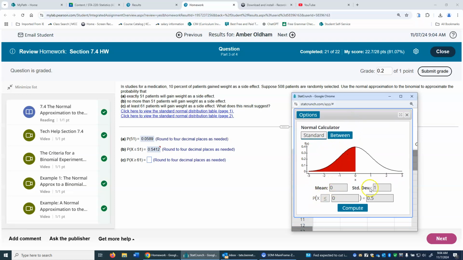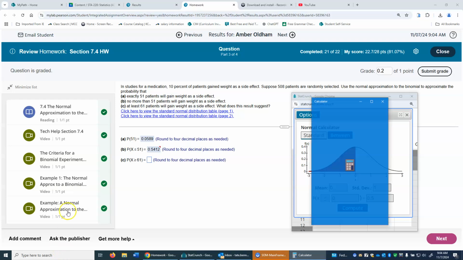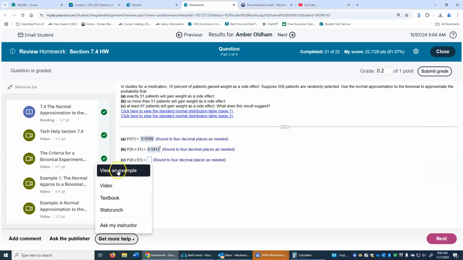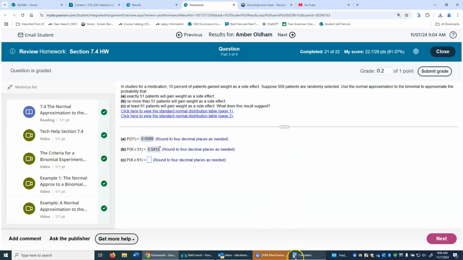We need the mean and the standard deviation. Let's see, I need a calculator for that. Just to refresh your memory, we can look at an example here. The mean is N times P, and the standard deviation is the square root of N times P times the quantity 1 minus P. Of course, this condition must hold. So I need to calculate those two items.